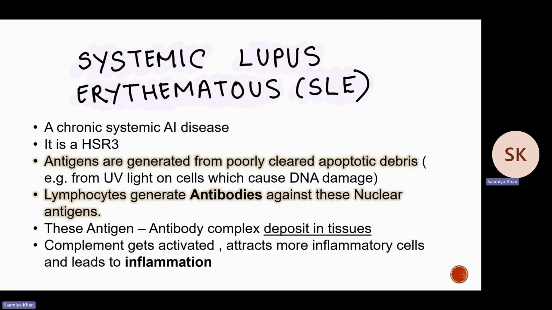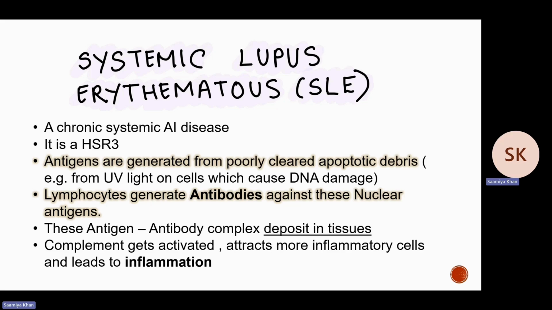Moving on to the next slide, I'm going to discuss a little bit more about the systemic autoimmune diseases, starting off with systemic lupus erythematosus or SLE. And we know it's a chronic systemic autoimmune disease. It's happening through hypersensitivity reaction 3, which is immune complexes being deposited in tissues. And the antigens over here are generated from poorly cleared apoptotic debris, which is formed from DNA damage. So when DNA damage happens through UV light, and apoptosis happens in those cells, and that apoptotic debris is not cleared, those are going to serve as antigens, and the antibodies will be generated against them.